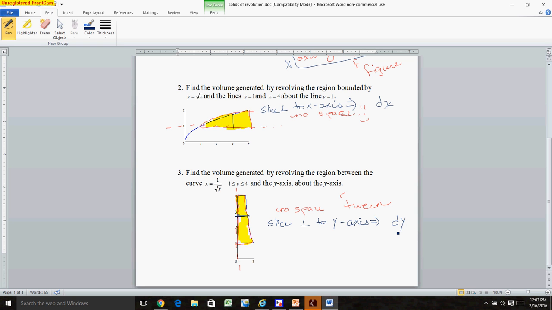Okay? So, what makes a potato chip? It's whether I have a space between my axis and the figure. Whether my axis is horizontal or vertical matters not. If there's a space, I don't have a potato chip. That's tomorrow. If I have no space, potato chip. If my axis is horizontal, whether it's on the x-axis or up or down, I have to shift my radius as well.